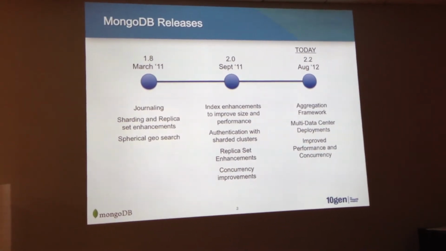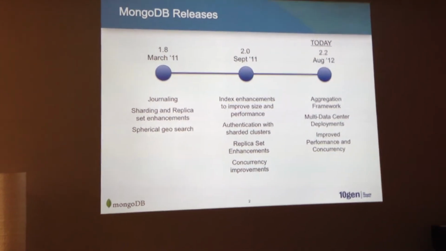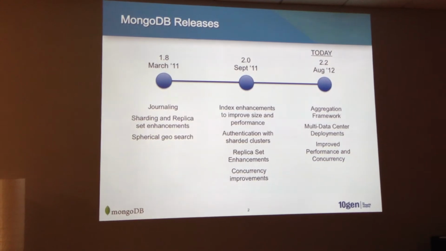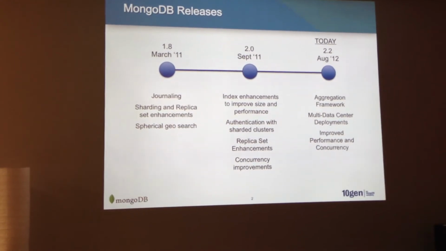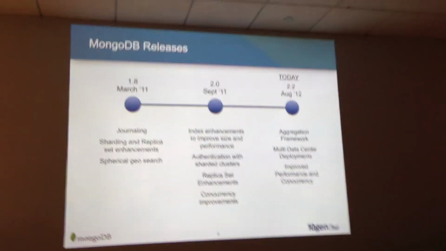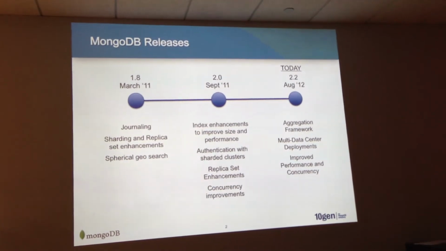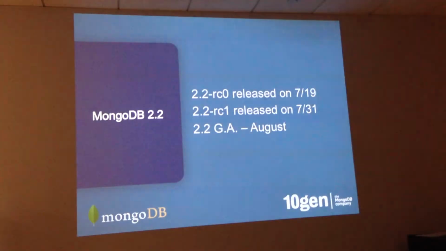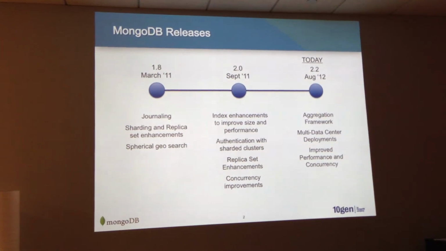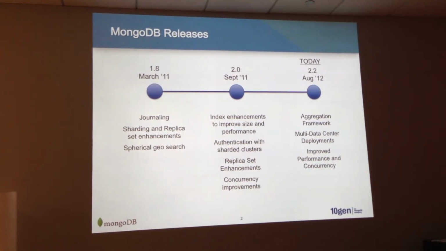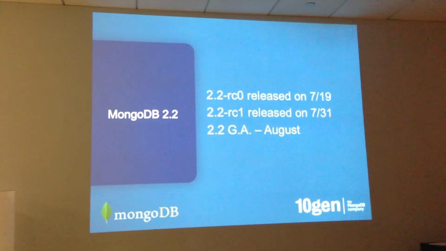Multi-data center deployments, I think they mean sharding, geo-sharding. So that's a misnomer. And then improve performance and concurrency, that's also where most of the time was spent, really. So yeah, it took almost a year, actually a full year to get 2.2 out. We're gonna stick to 6 months from now on. So that was pretty painful.